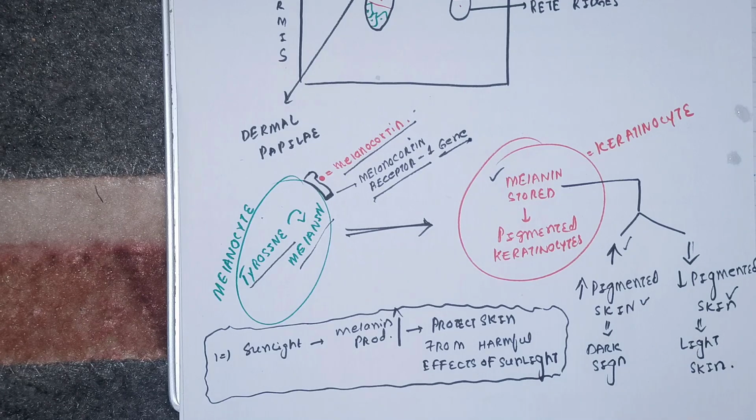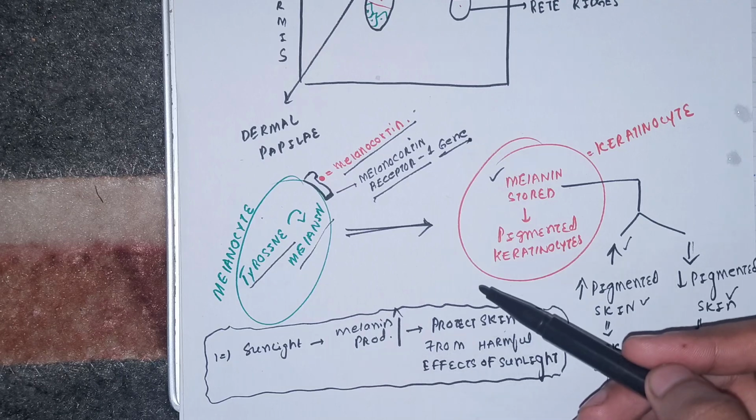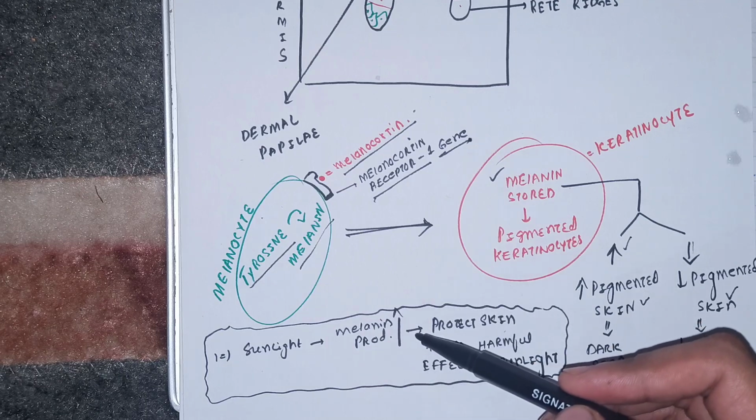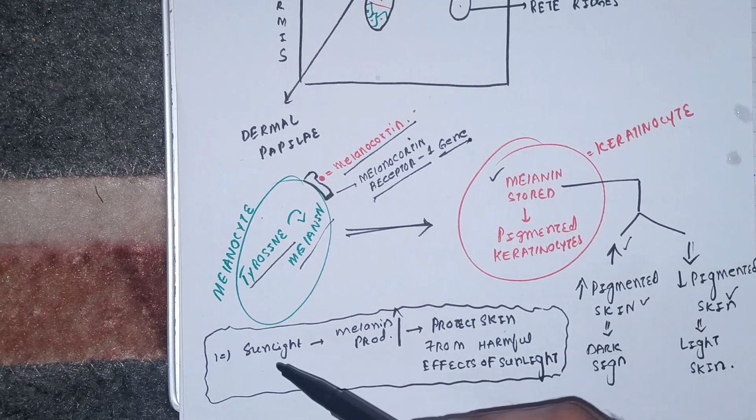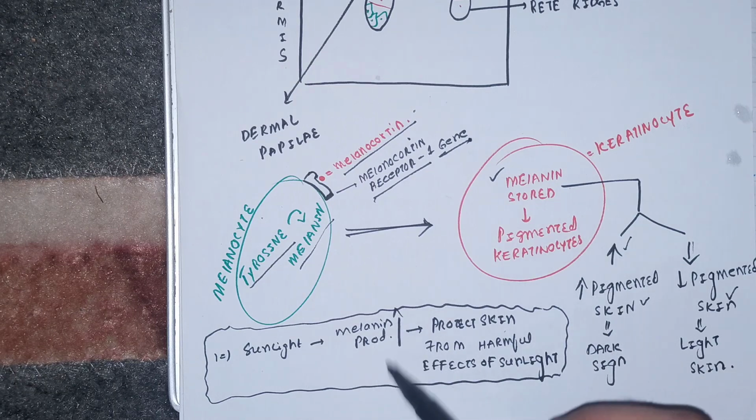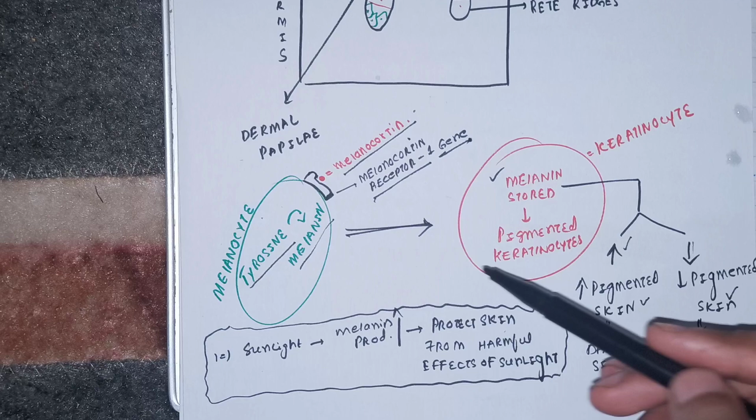And obviously, beta, let me tell you that due to exposure to sunlight, melanin production is increased in the melanocytes, okay? And this increased melanin, obviously, protects your skin from harmful effects of sunlight. Just think about it. Suppose, due to any reason, melanin production is decreased, then sunlight can produce some serious effects on your skin, by the way. Only in cases where melanin production is decreased due to whatever reasons.